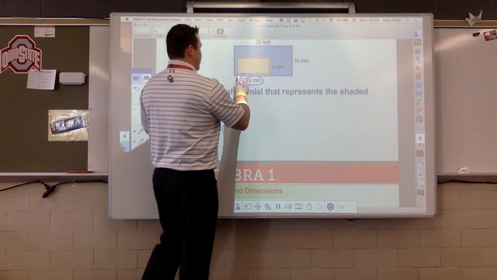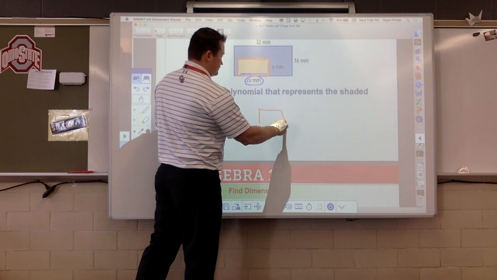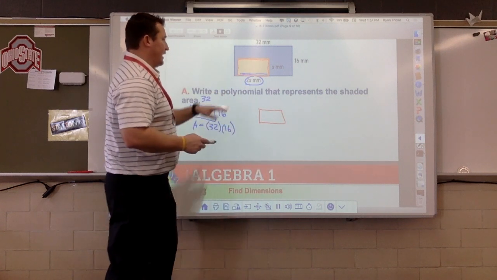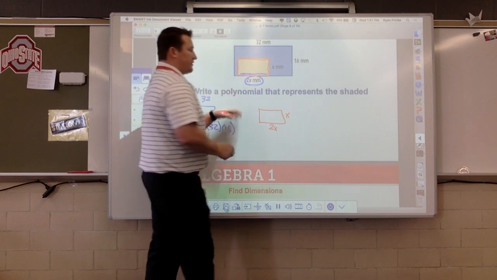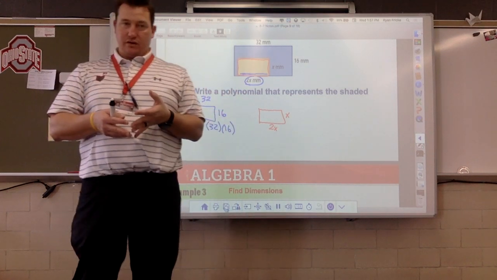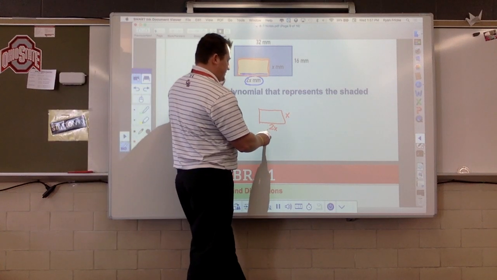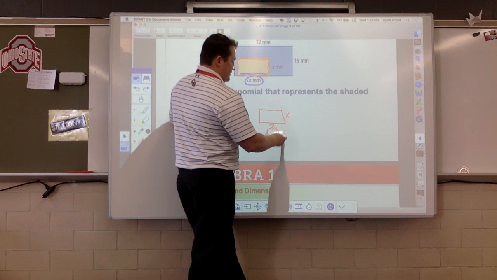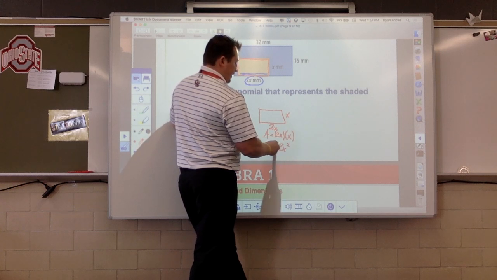I'll say this is the red one. And it has side lengths of 2x and x. If I was going to make an expression for the area of this smaller rectangle, again, we would say this is 2x base times height. What is that? 2x squared.